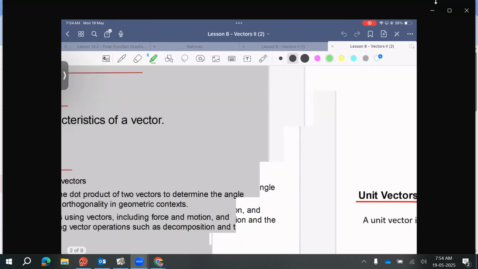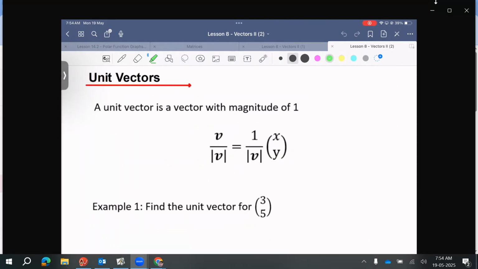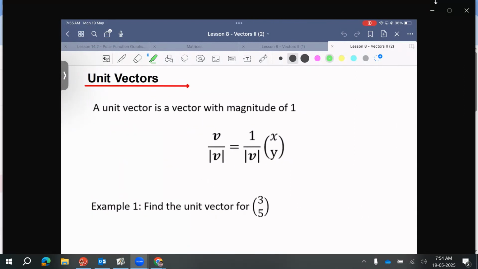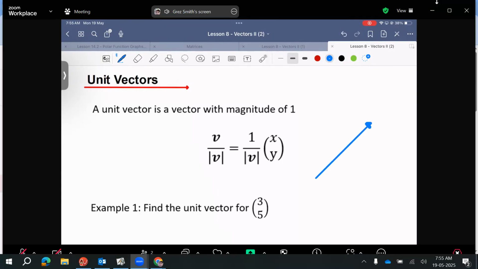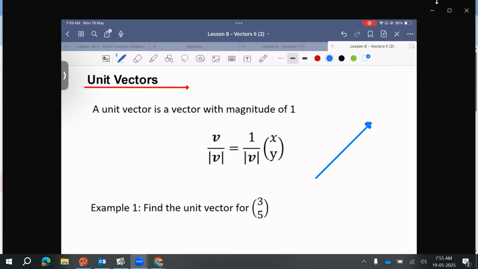So, first up, unit vectors. A unit vector is a vector with magnitude 1. If you imagine any vector, it's going to look something like this. You've got a line with a direction, and it has a magnitude. The magnitude of the vector is v. With a unit vector, you resize the length of the vector so that the magnitude is equal to 1, but the vector still lies in the same direction as the original vector.